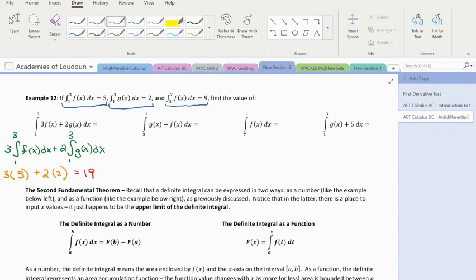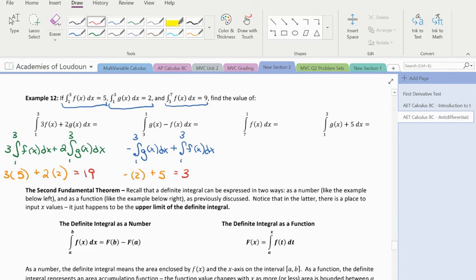So moving on, this is negative the integral from 1 to 3 of g of x dx plus the integral from 1 to 3 of f of x dx. So we have -2 plus 5, which gives us a value of 3.